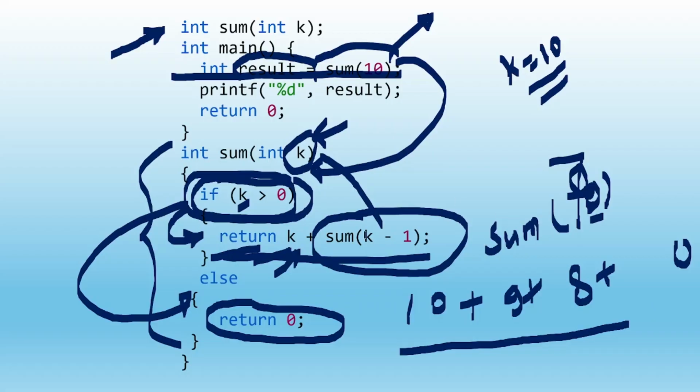In this example, the sum function, the function that we have declared, is calling itself. See here, it is calling itself again and again. That's why that function is called a recursive function, and this process is called recursion. Now I am going to show you a demonstration of a recursive function.